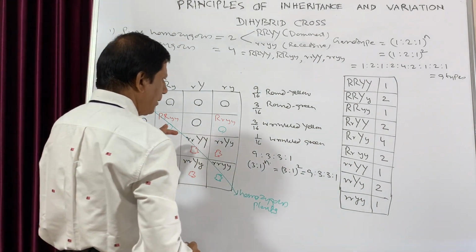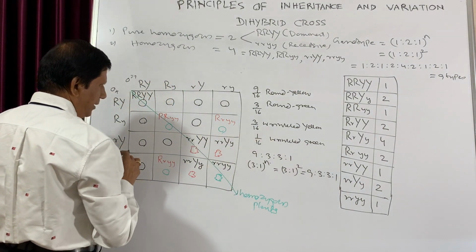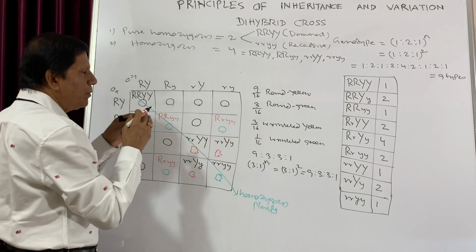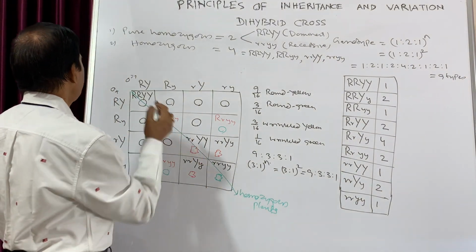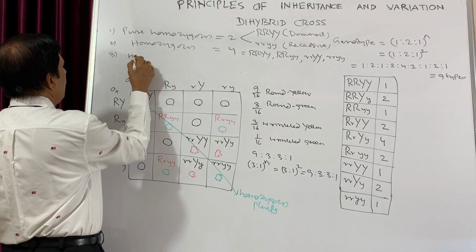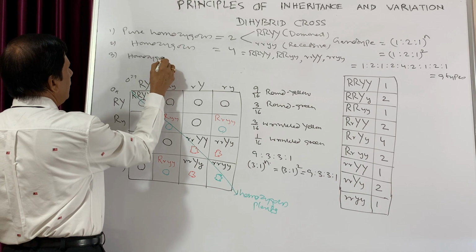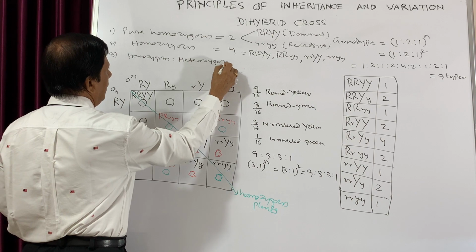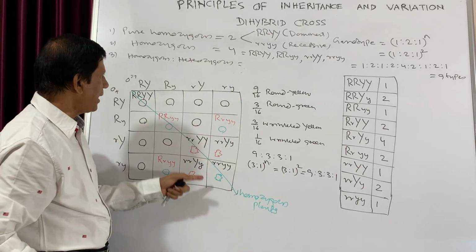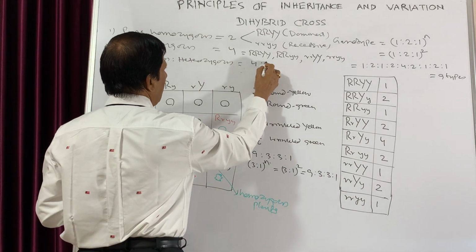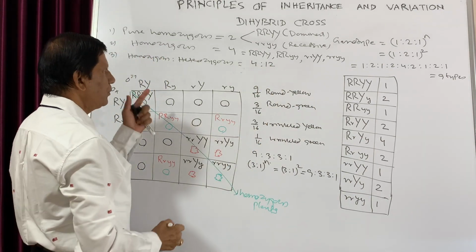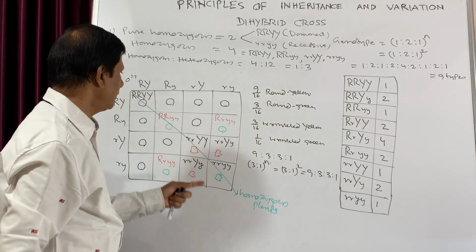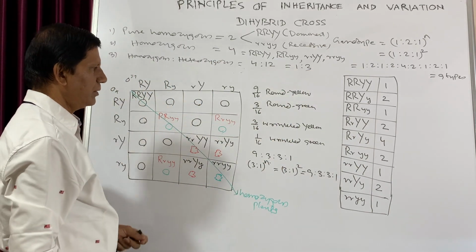Now, what is the ratio of homozygous to heterozygous? So from these 16 plants, 4 are homozygotes, while 12 are heterozygotes. That means the homozygous and heterozygous are coming in the ratio of 1:3. You can see it. These 4 are homozygous, the others are heterozygotes.